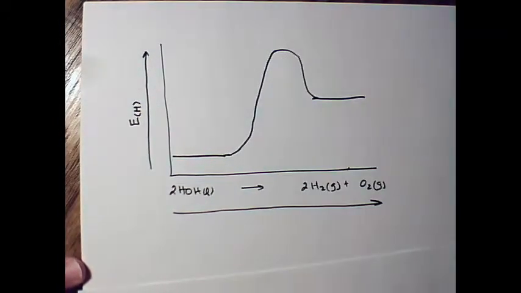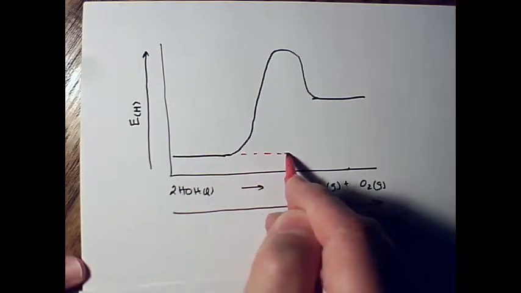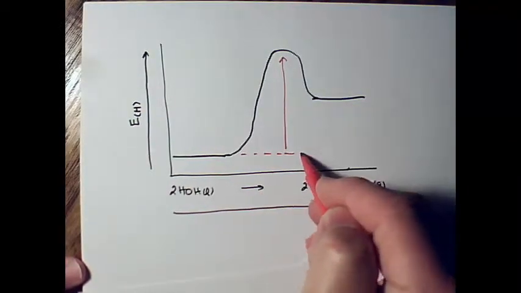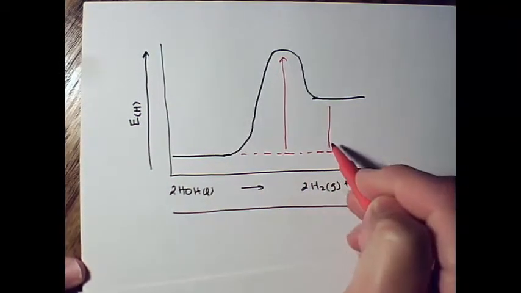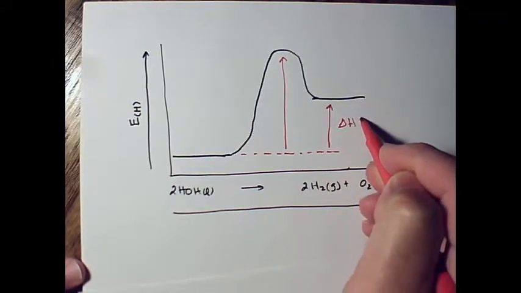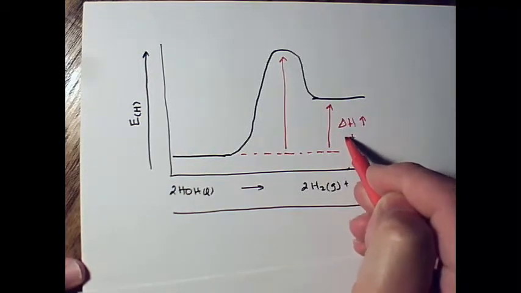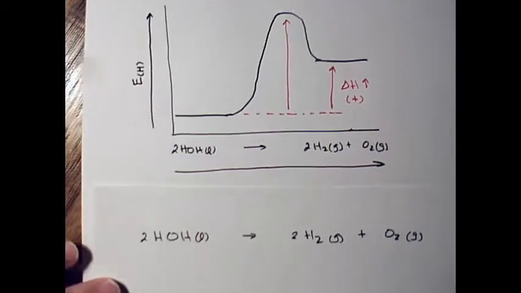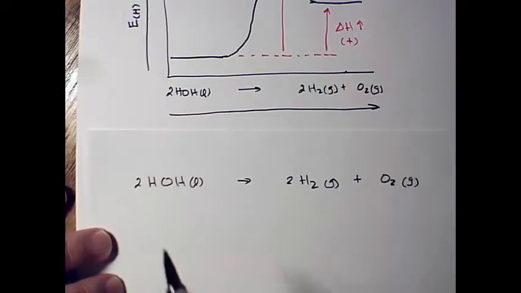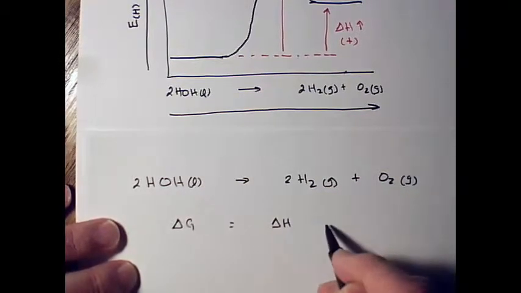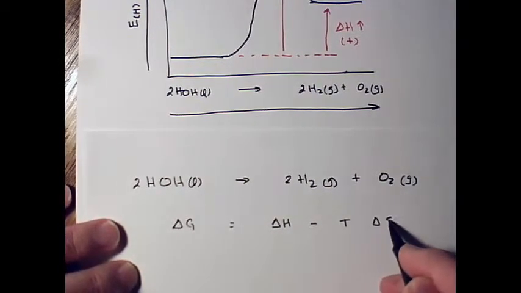So there's the activation energy hill from adding the electrical energy. And so here's our activation energy here. The change in enthalpy overall is this. We're increasing enthalpy. Delta H is going up, and therefore delta H is a positive term. Okay? So that's a reaction energy diagram for this endothermic process. Okay? Now let's put it to the test with Gibbs free energy. With Gibbs free energy, delta G equals delta H minus T delta S.